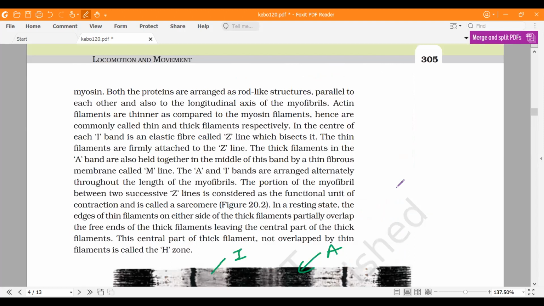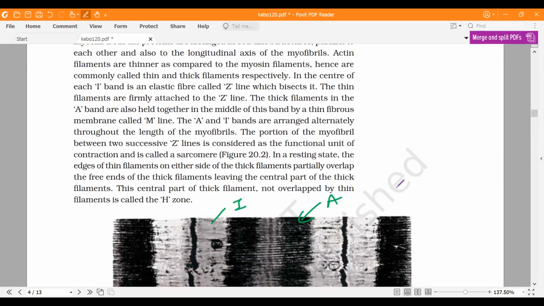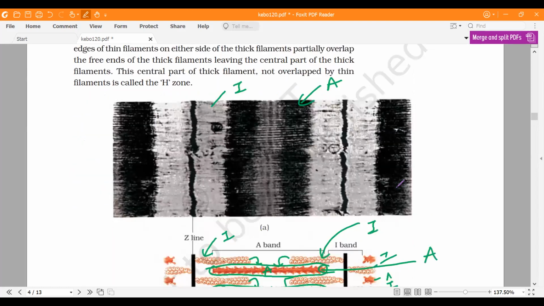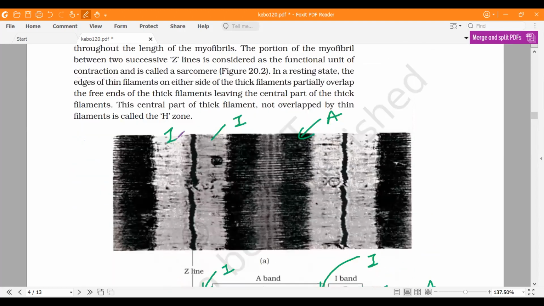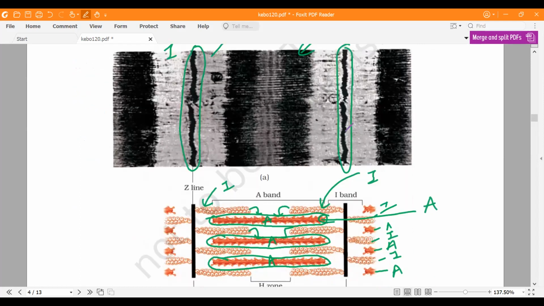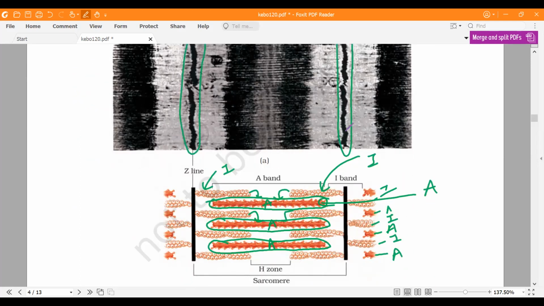So if you talk about the I band, as you see, this is also the I band. You see, in the center you can see this line. Over here also you can see this line. Okay, beta, that line is a zigzag line, termed as the Z line. This is Z line. Over here also it is Z line.